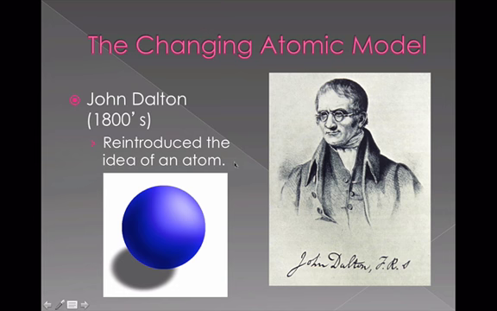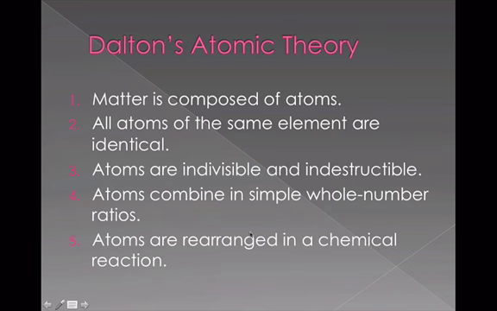He reintroduced the idea of an atom, and he went along with the same lines of Democritus in saying that it's indivisible, you can't break it down any farther. It's a solid sphere that looks like this. And then along with his new model of the atom, he came up with Dalton's atomic theory. He's often referred to as the father of the modern atomic theory. So there are these 5 postulates, 5 ideas that he has.